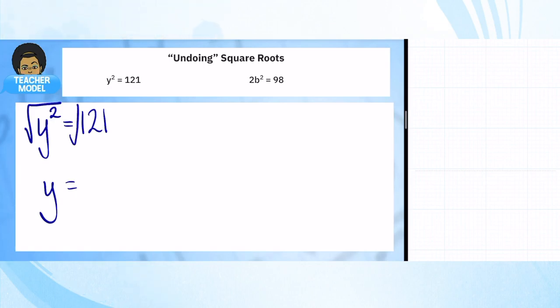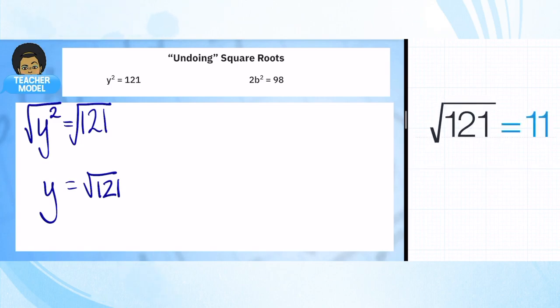And we're going to do the same thing with the other side of the equation. So remember what we do to one side, we do to the other. So if the square root of y squared is y, the square root of 121 is what we're going to figure out. Now, if you're not sure and you want to use your calculator, I have mine on the side. You can use the square root symbol to get 11. Y equals 11.